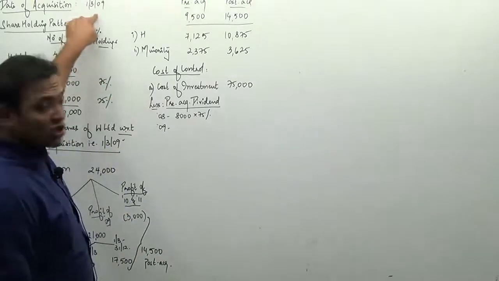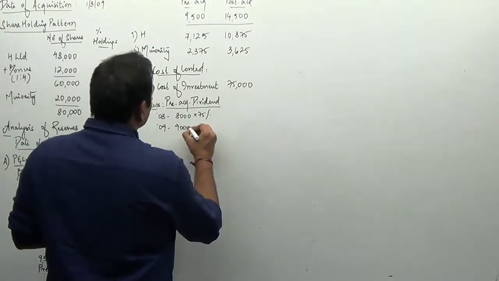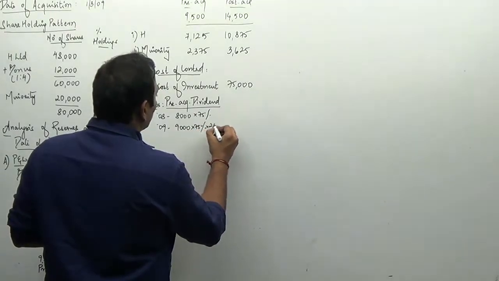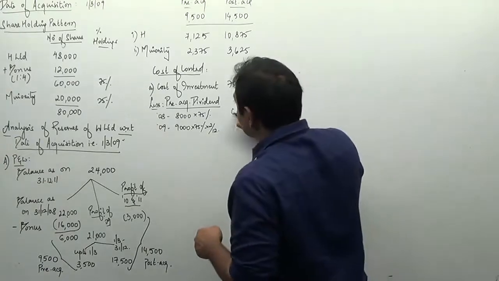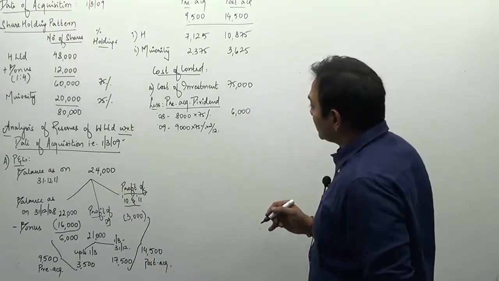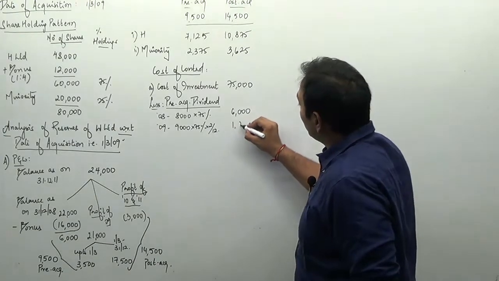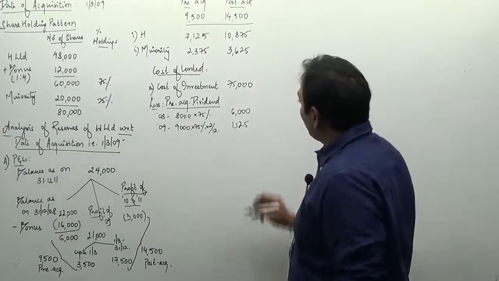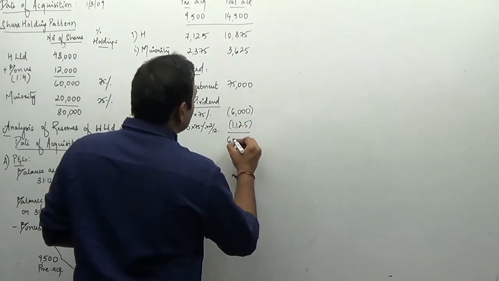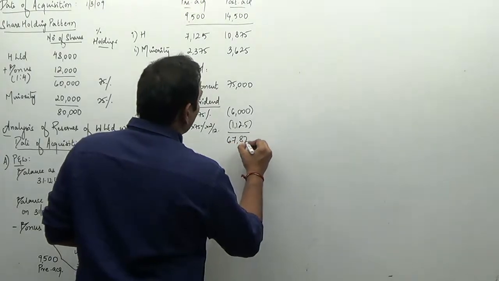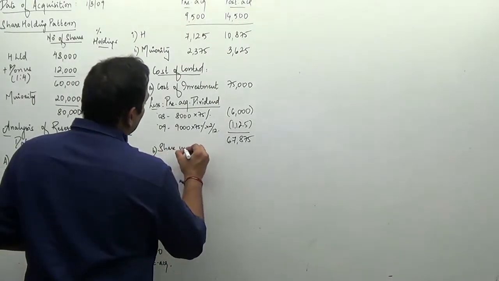But guys, I'll have a portion in 2009 as well. Because my date of acquisition is 1st March, 2 months will be considered as pre. How much is the dividend of 2009? 9,000 dividend, 75% into 2 by 12. 8,000 into 75% is 6,000. This one is 1125. So 2 pre-acquisition dividends. Net cost is 67,875. Compare it with share in net assets.